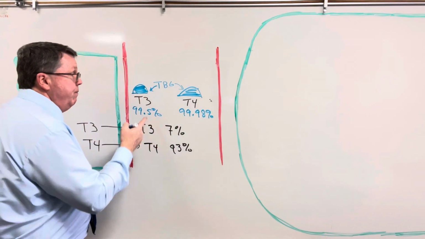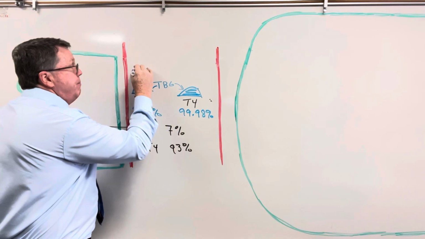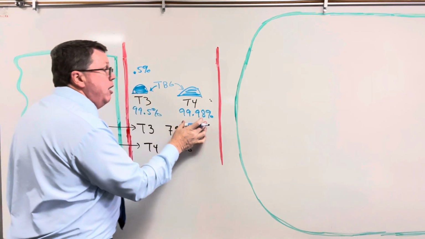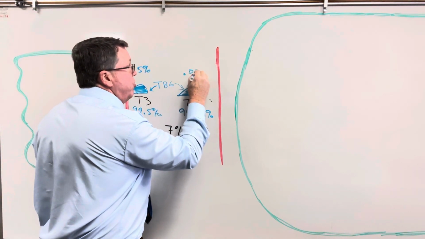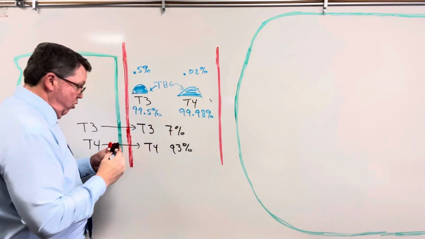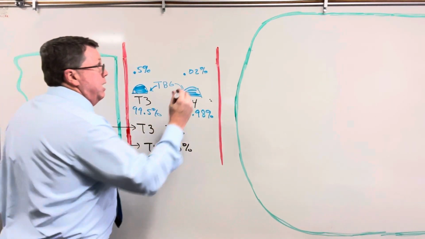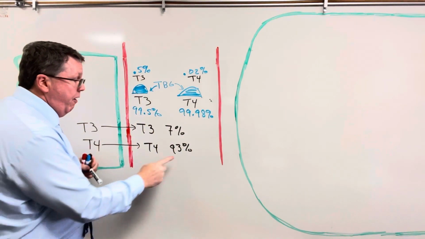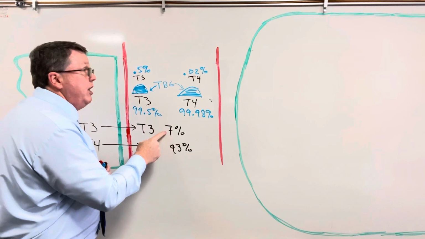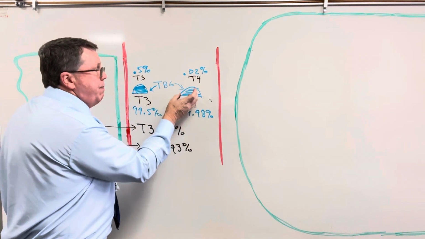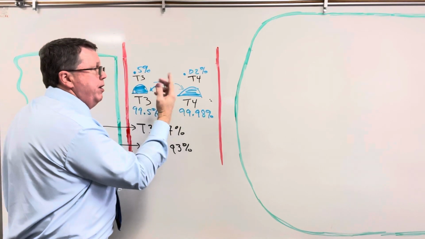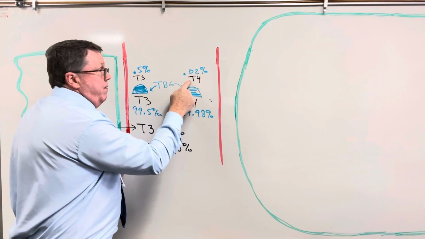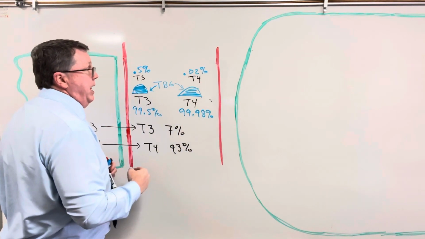What that means is that about 0.5% of my T3 is floating free in the plasma. It also means that about 0.02% of my T4 is going to be floating free in the plasma. So there's my T4 and there's my T3. But if you remember, I have far more T4 than T3. So even though more of this is bound to thyroxine binding globulin or other plasma proteins, I actually have more of this floating free in the plasma.